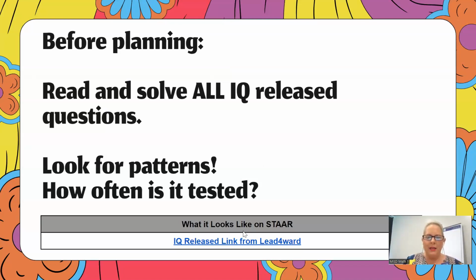On your lesson page, there's a little place that says what it looks like on STAR, and there it is. You just click that link and it takes you to Lead Forward. Now, right now, of course, as I'm recording this video, Lead Forward has taken them down. I think they're adding the 2022 released items, so they're changing them a bit. So we have put in our Google Classroom all of the third grade test questions so far, except for 2022. So you can look at those PDFs in there.